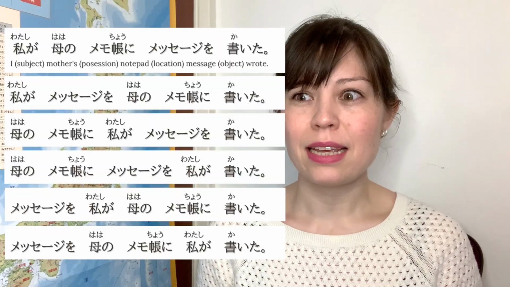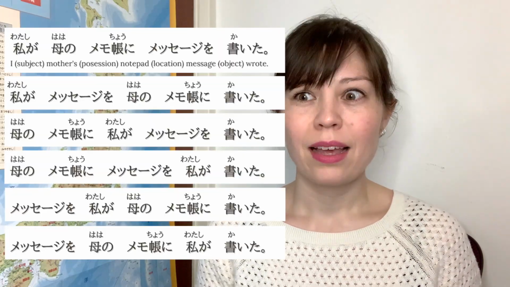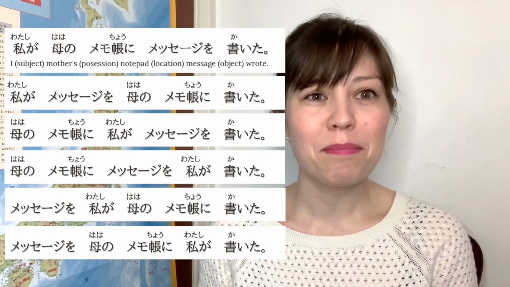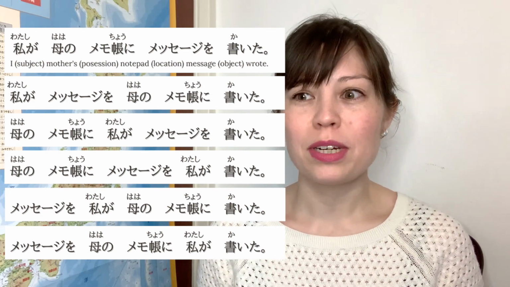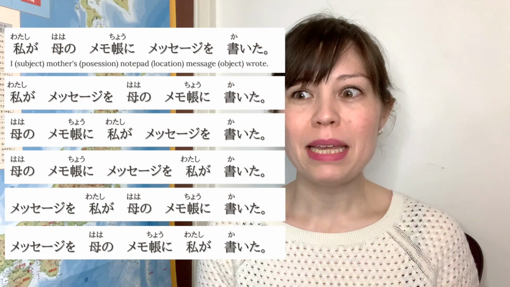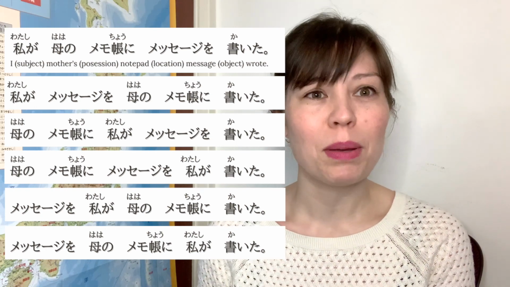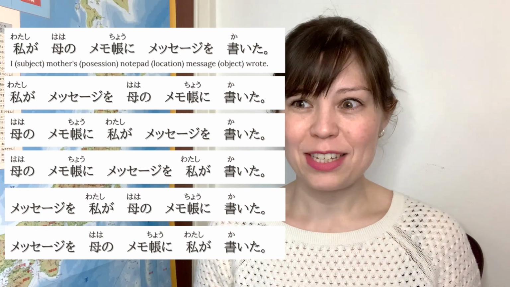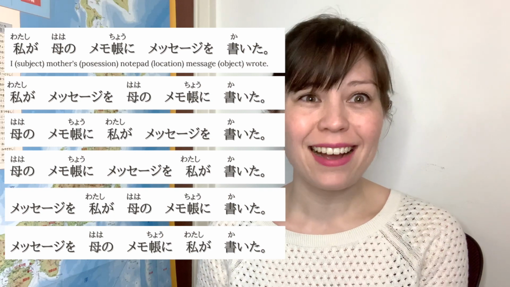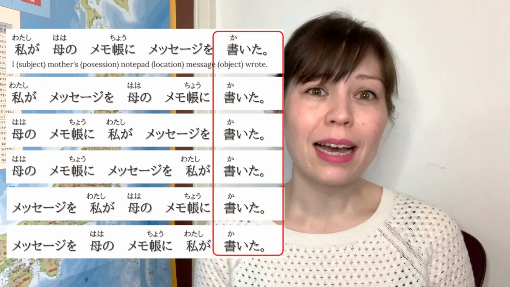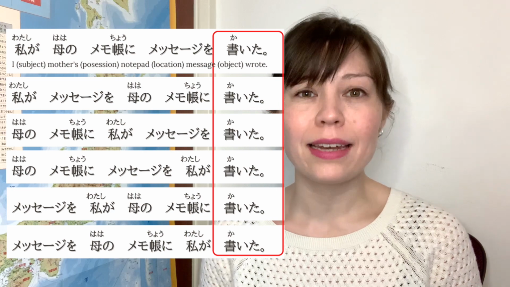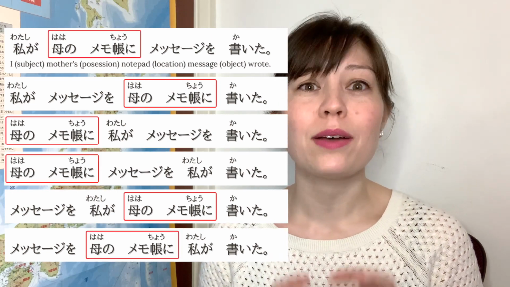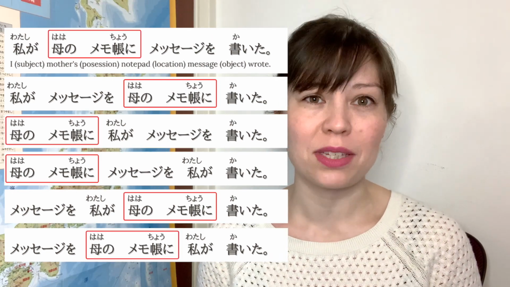私がメッセージを母のメモ帳に書いた. 母のメモ帳に私がメッセージを書いた. 母のメモ帳にメッセージを私が書いた. メッセージを私が母のメモ帳に書いた. メッセージを母のメモ帳に私が書いた. You'll notice that the verb kaita is always at the end of the sentence, and haha no memocho, these 2 nouns are always together and always in that specific order.